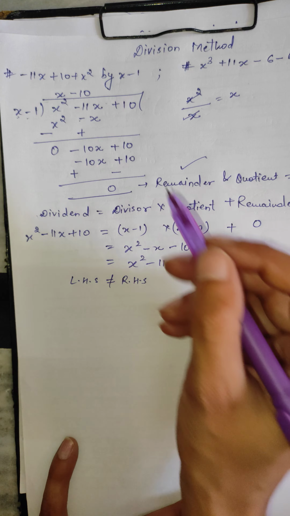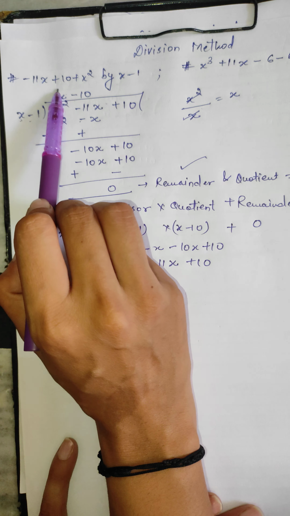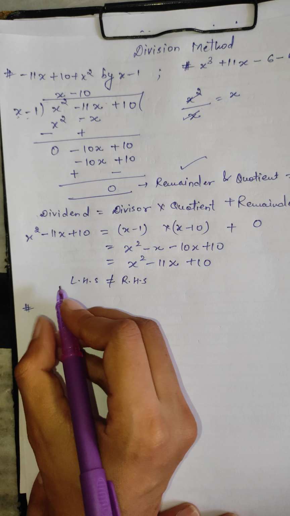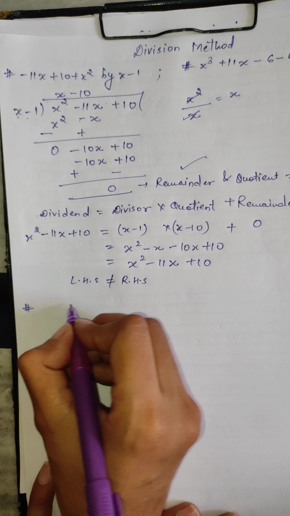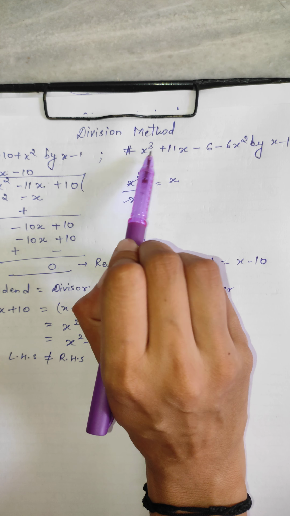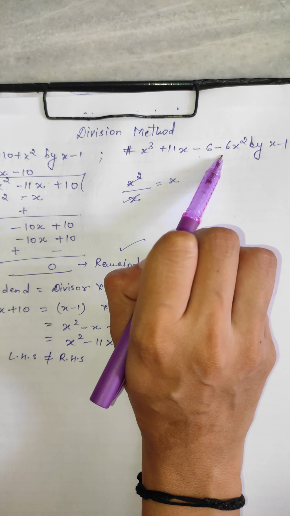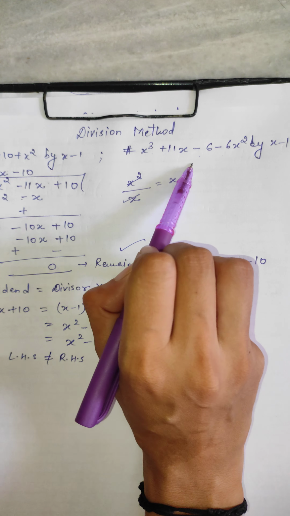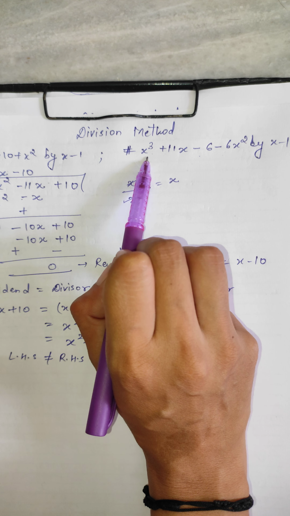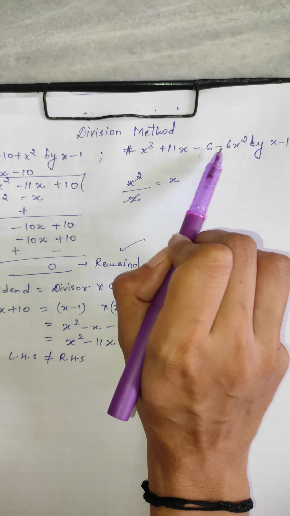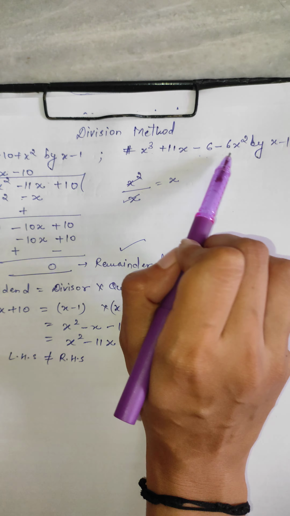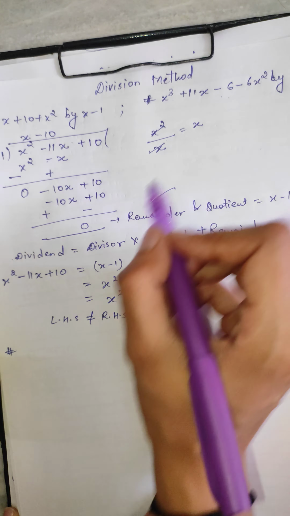Okay, now the next question. This was a quadratic; we divided a quadratic by a linear polynomial. Next question we have is a cubic, that is x cube plus 11x minus 6 minus 6x square. So first of all we have to rearrange in standard form. According to standard form, the first term will be x cube, then minus 6x square, then plus 11x and then minus 6. We have to divide this expression by x minus 1.